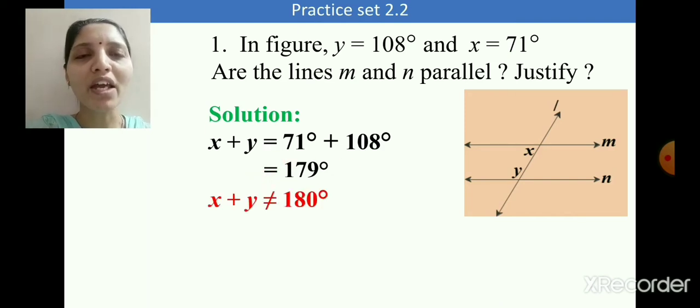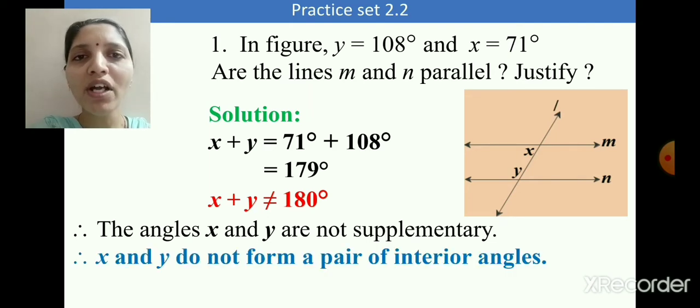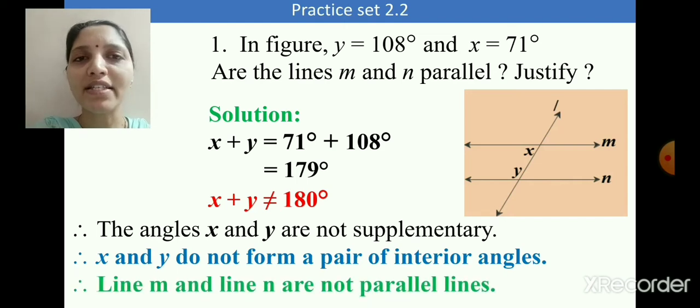So we can write here x plus y is not equal to 180 degrees. Therefore, the angles x and y are not supplementary. Therefore, x and y do not form a pair of interior angles. Therefore, we can say that line m and line n are not parallel lines. So, this is one of the tests for parallel lines.